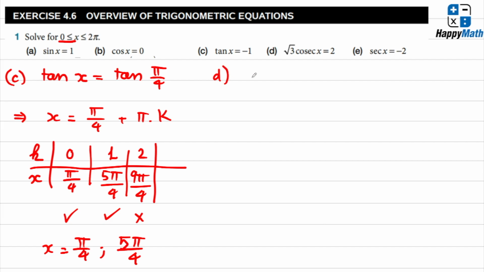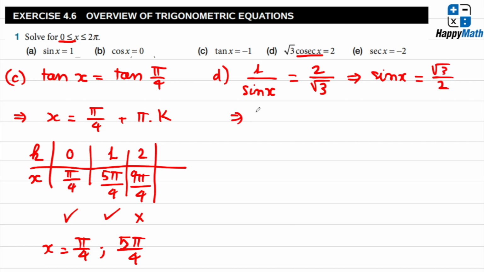Question D, so what is the equation here? You use the new function cosec x. Cosec means 1 over sine x, and the other side will be 2 over square root of 3. I will rearrange it a little bit. I take the reciprocal of the left-hand side, you get sine x, and you take the reciprocal of the right-hand side, you get square root of 3 over 2.